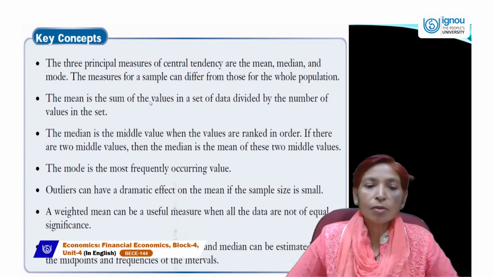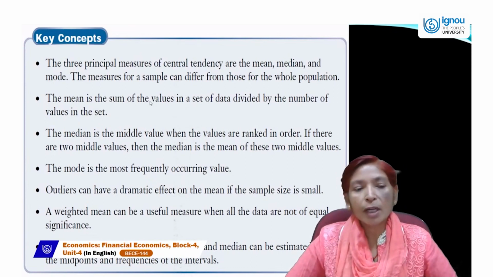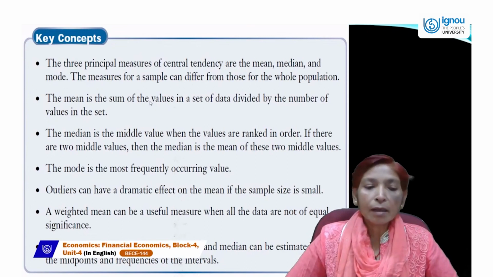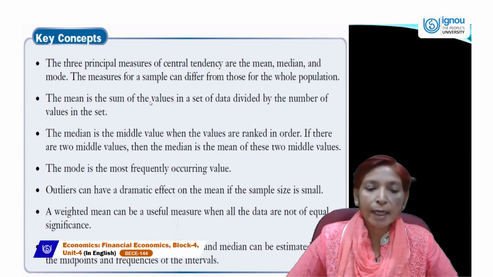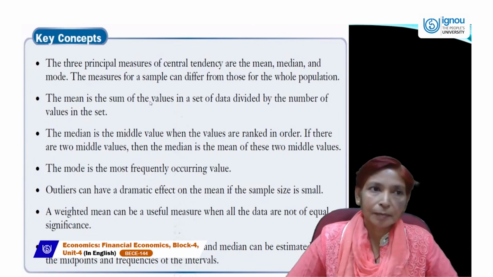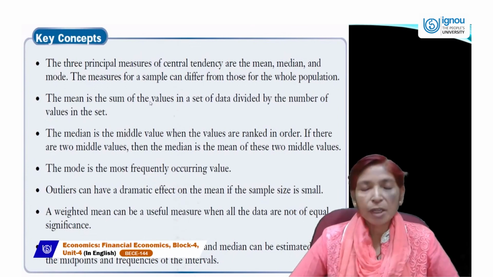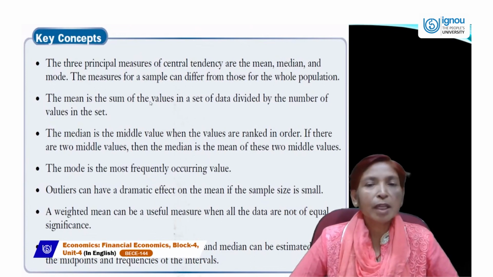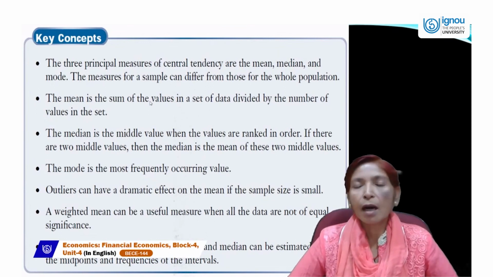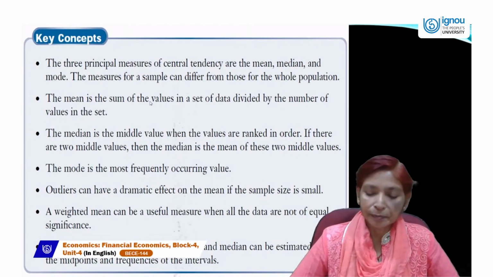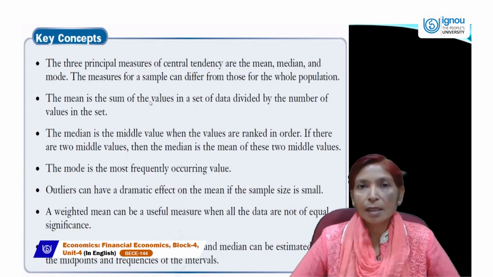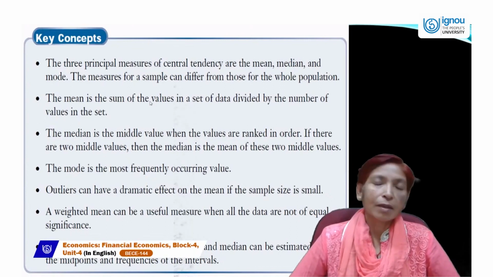A weighted mean can be a useful measure when all the data are not of equal significance. For data grouped into intervals, the mean and median can be estimated using the midpoints and frequencies of the intervals. So these are the key concepts of measures of central tendency: mean, median, mode. Mean again has three parts: geometric mean, simple mean and harmonic mean. Median is the mid value of the given series and mode is the frequently occurring value, or the highest frequency value, in the given series.